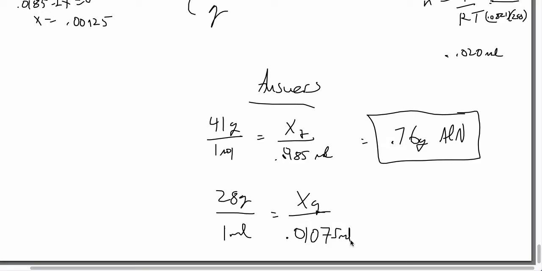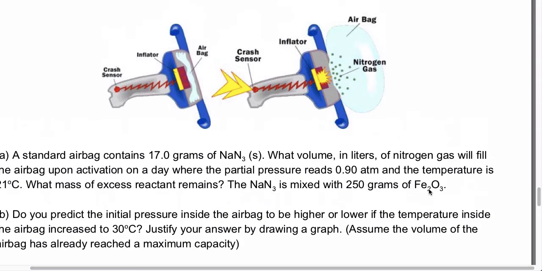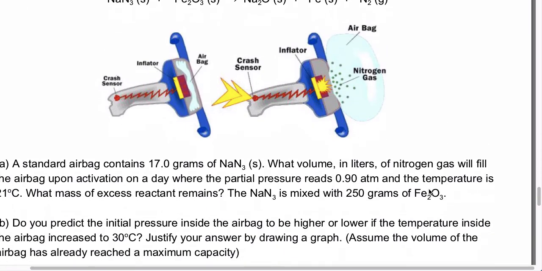28 grams per every 1 mole equals X grams per every 0.01075. So 0.01075 times 28 equals 0.30 grams of N2. All right, so that's the answer of how much excess N2 remains. And now let's go ahead and do this last question.